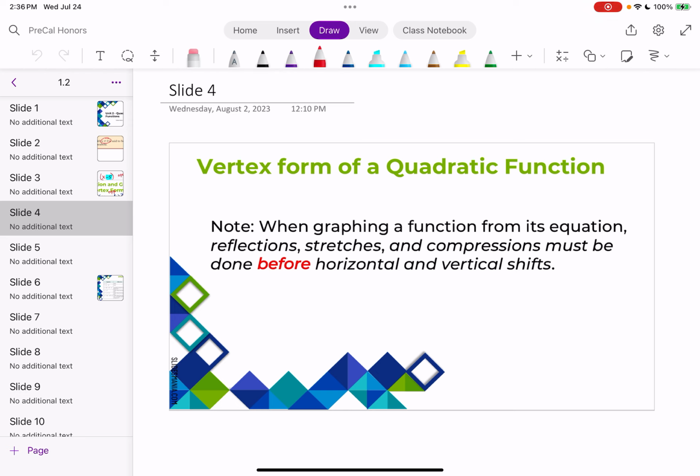So when we're graphing a function from its equation, reflections, stretches, and compressions must be done before the horizontal and vertical shifts. It must be done before any type of vertical or horizontal shifts. So we need to figure out what it's going to look like first before left, right, up, or down.